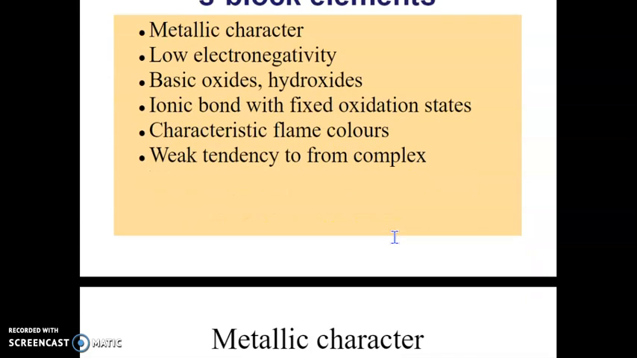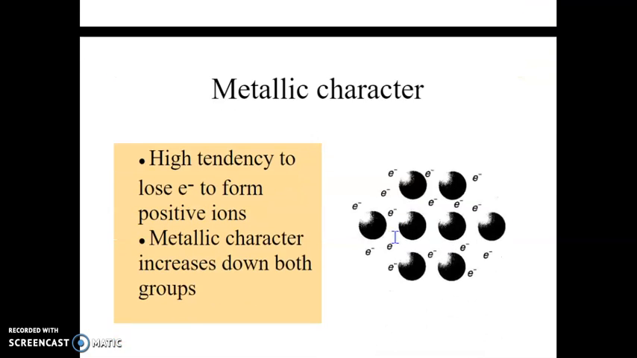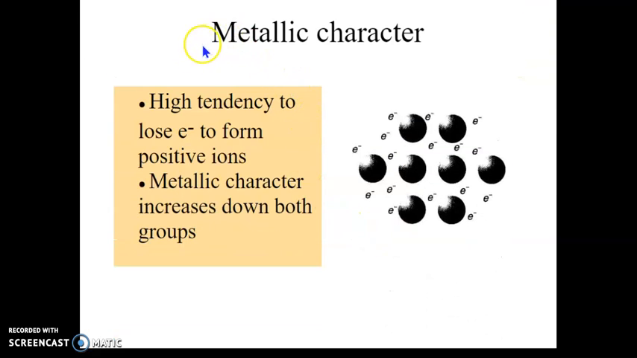Now firstly we see what is the metallic character. Metallic character means they have a tendency to lose one or more electrons to form a positive ion or cation. The metallic character of these elements in the group increases as we move from top to bottom.